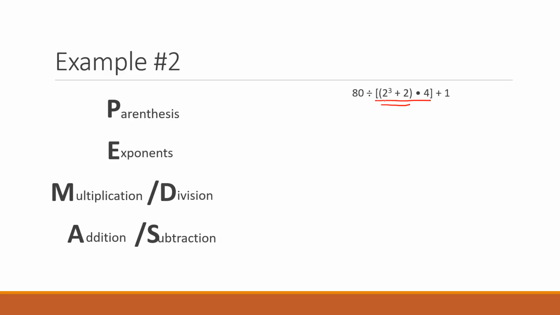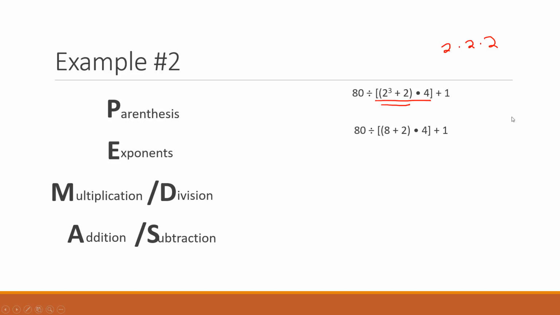So I need to focus on 2 to the third power. And 2 to the third power is just basically saying 2 times 2 times 2. And 2 times 2 times 2 would be 8.